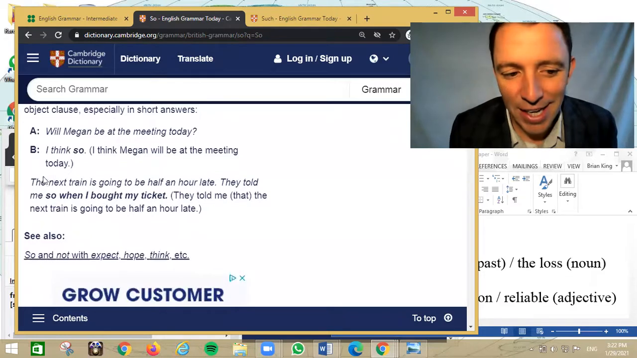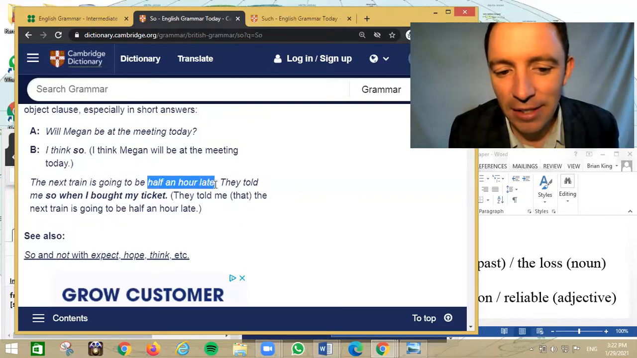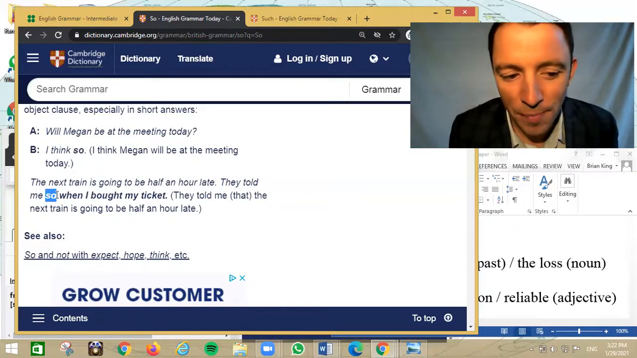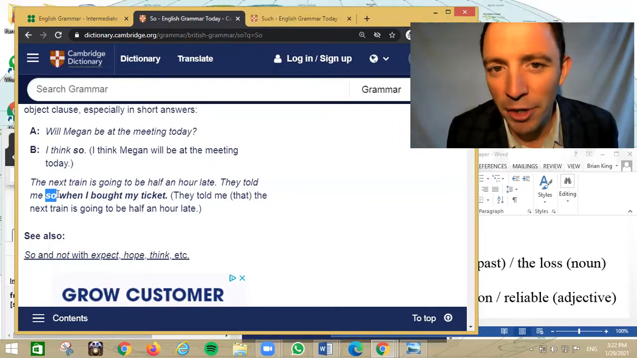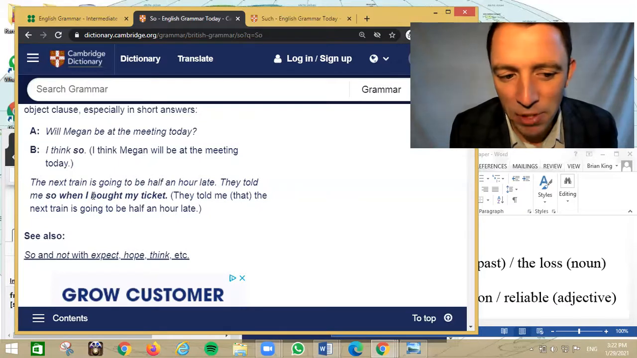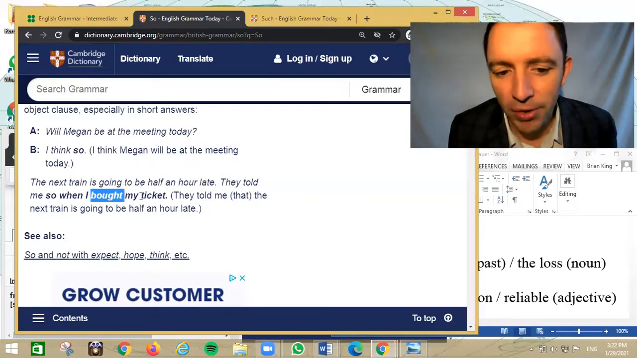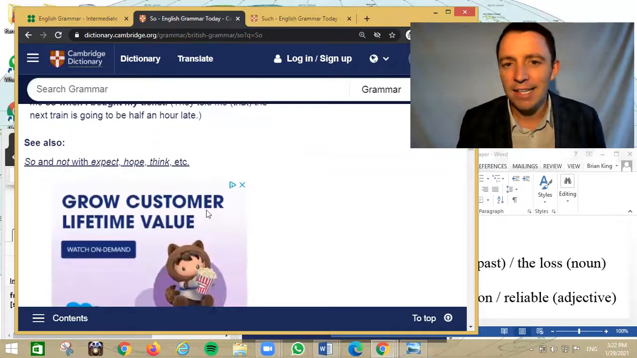Okay, the next: the train is going to be, so the verb is to be in the future, half an hour late. Okay, they told me so. Here is the substitution for the verb. So they told me that the train is going to be late. It's a simple substitution, very fluent, and in reality, it's very quick, and that's a very advanced technique. Okay, when I bought the ticket, the verb is to buy, and the past is bought. Good, so that is interesting.